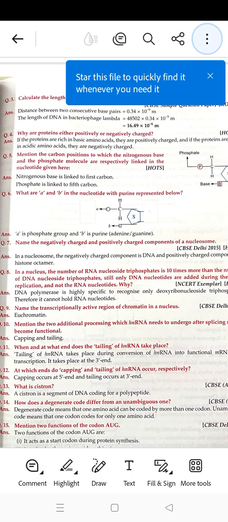Next, question number 7. Name the negatively charged and positively charged components of the nucleosome. So very simple question. Negatively charged is DNA and positively charged is the histone octamer.